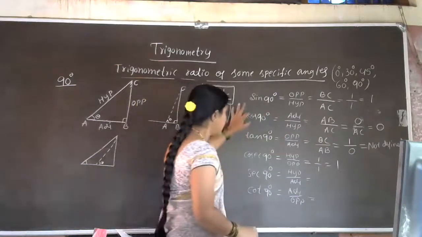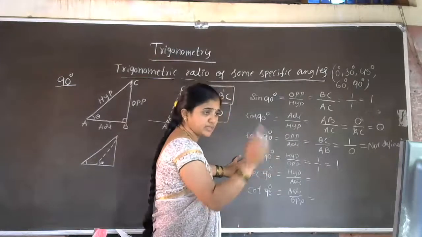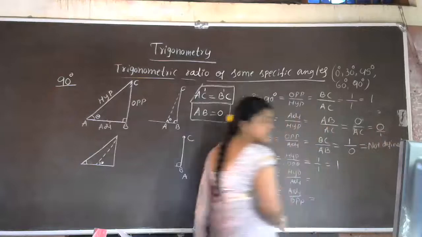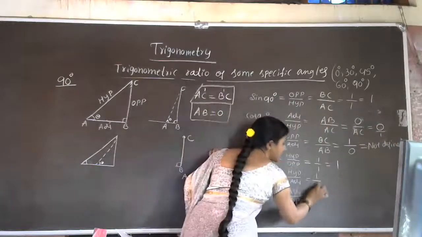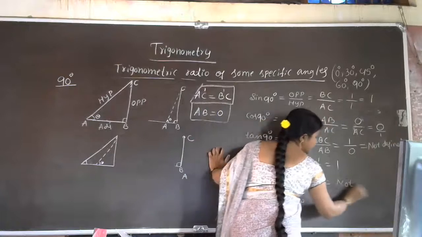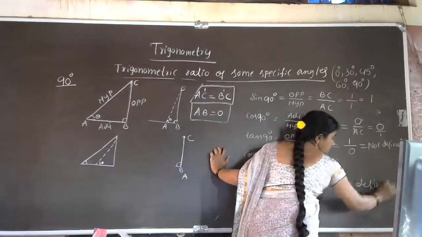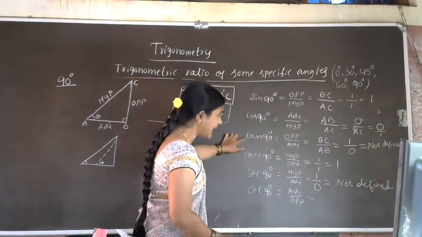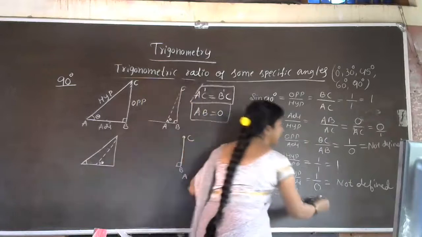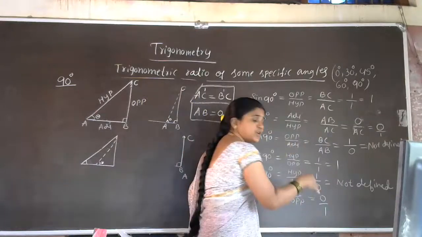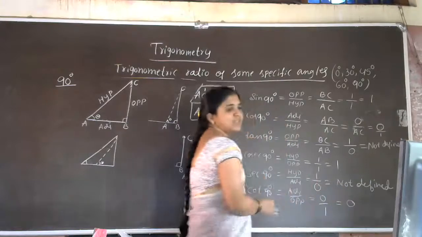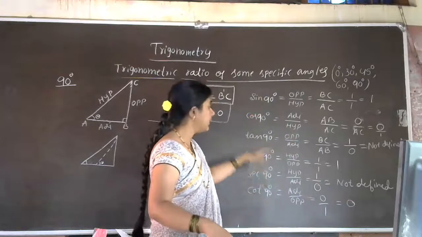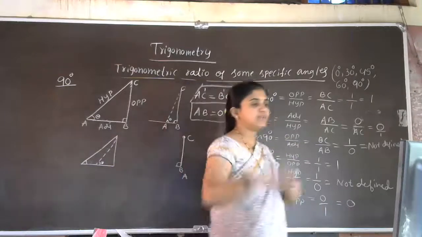Next, cos 90 and sec 90 are reciprocals of each other, right? Cos 90 is 0, and 0 is always in the denominator, so it is 1 by 0. Again, 1 by 0 is not defined. Is that clear, students? Next one, last one. Tan 90 is 1 by 0, then cot 90 is 0 by 1. Cot 90 is 0 by 1, which is 0. So verify the answers: 1, 0, not defined, 1, not defined, 0. Yes, so our table is right.